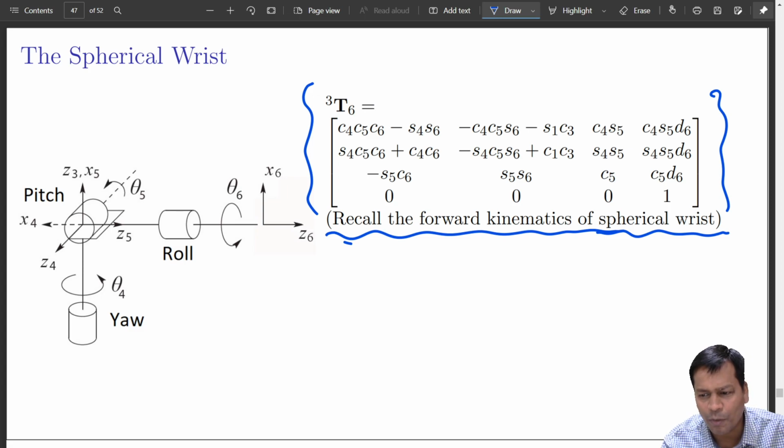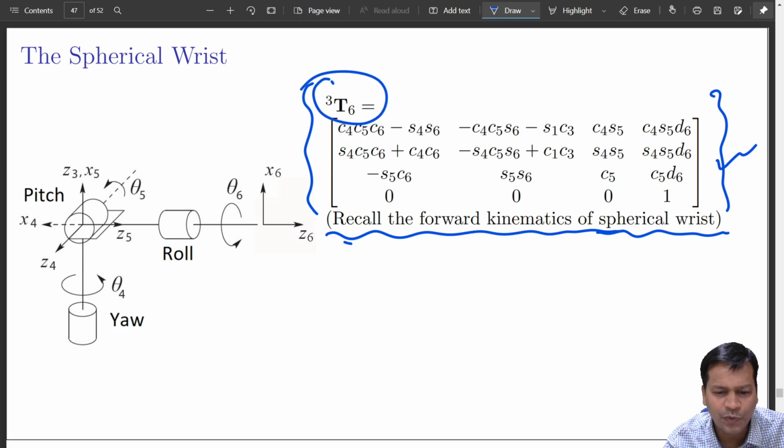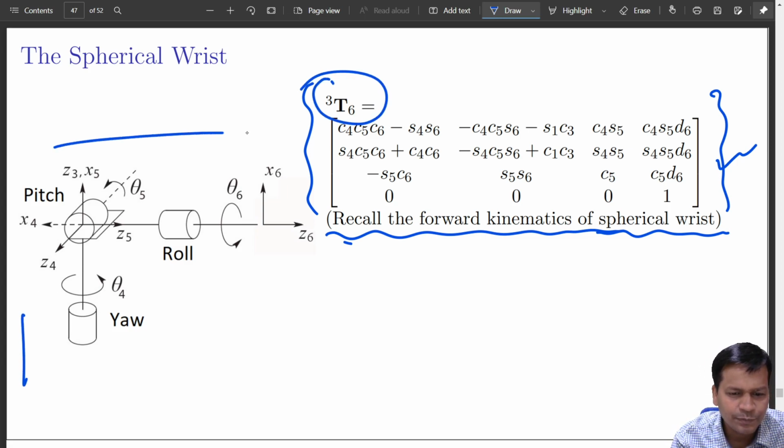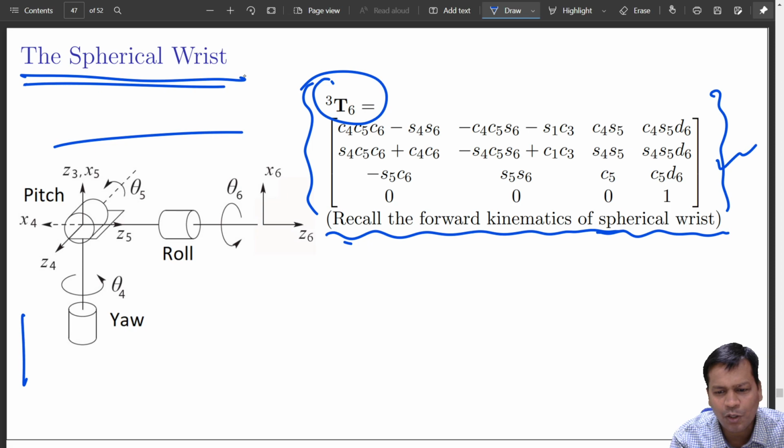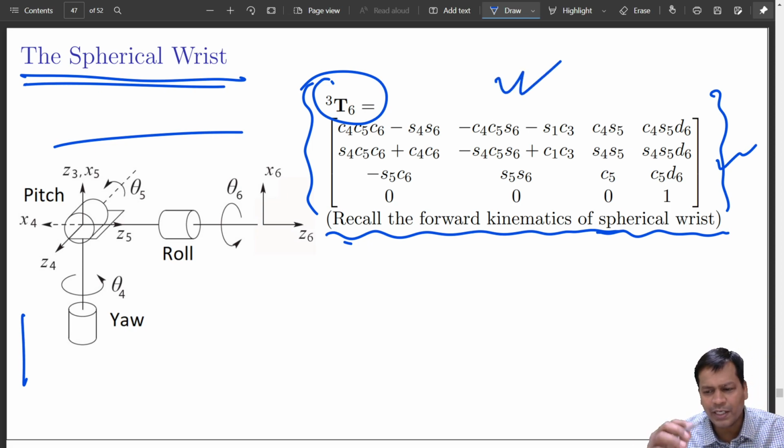I have simply copied that here. And I have written it once again, the same matrix 3R6. This is for the spherical wrist. If you remember, I have just copied that here. This is in my earlier video. You can quickly check that.